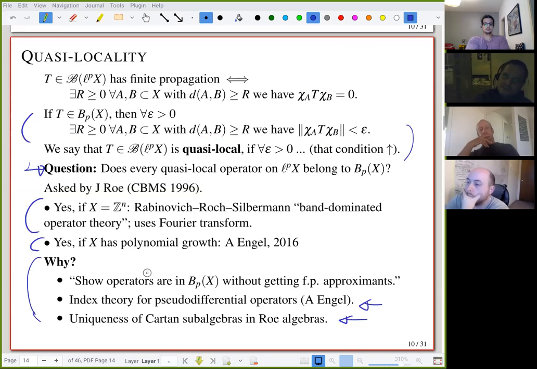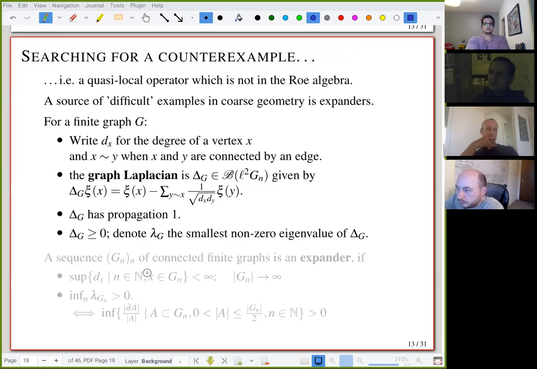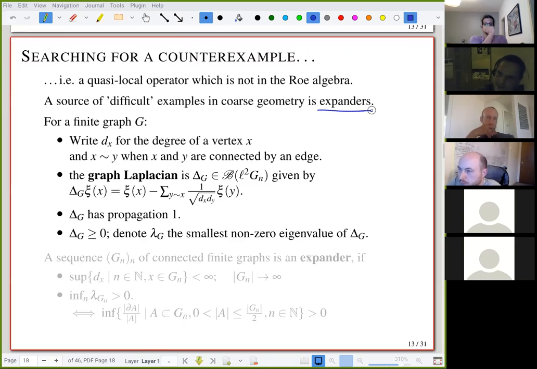So the kind of bad examples in this business come from expanders in some way. So I'll explain what an expander is in case you haven't seen this before. So first, bunch of notation and terminology. If you have a finite graph G, I will write d_x for the degree of the vertex x, so how many edges go out of it. I will write x tilde y for two vertices x and y if they are connected by an edge.